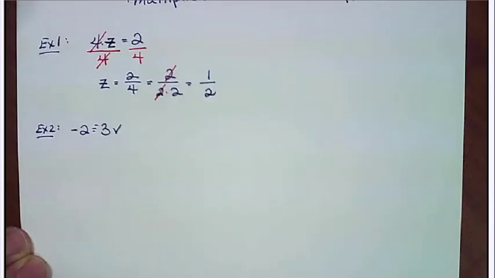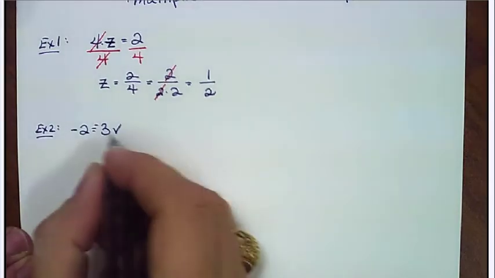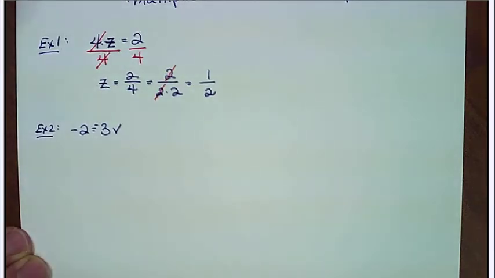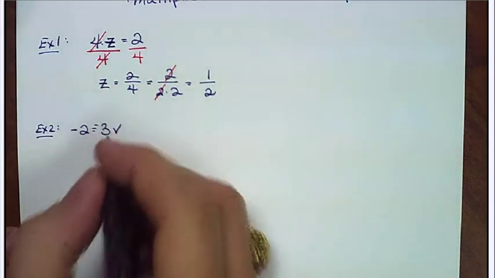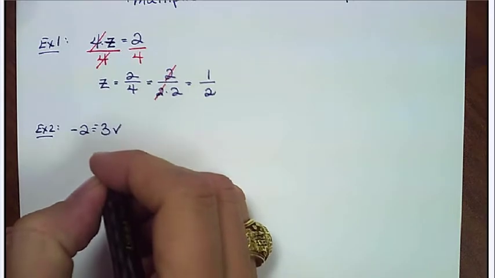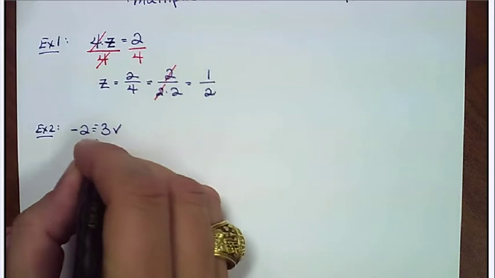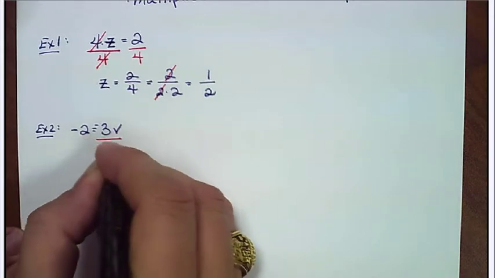Okay, so our next question is going to be this: -2 is equal to -3v. Again, it doesn't matter which side of the equal sign your variable is on. What we're going to do here, again, nothing to move. I don't have anything added or subtracted to the end. So what I need to do is divide by the exact coefficient. Here my exact coefficient is -3, so I need to divide by a negative 3.